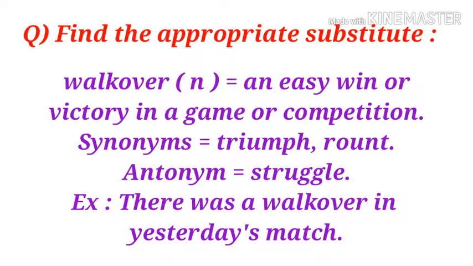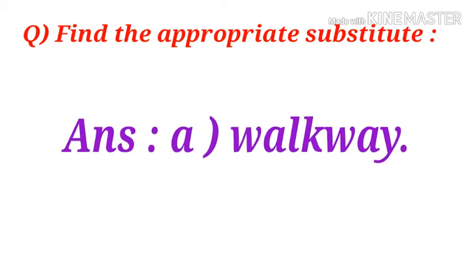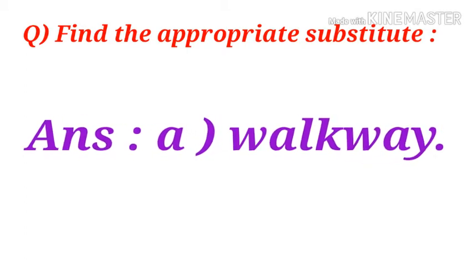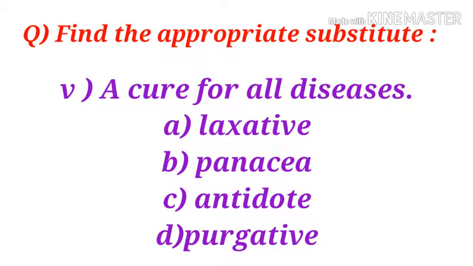Okay, this is question number 4. So after knowing the meanings of the word, we can obviously get the answer or the substitute to question number 4. So option number E is the substitute to question number 4. Okay. Then question number 5. Let us discuss question number 5. Question number 5 is a cure for all diseases. I repeat, a cure for all diseases. Its options are laxative, panacea, antidote, and purgative. These are a bit heavy words, so let us discuss the meanings.